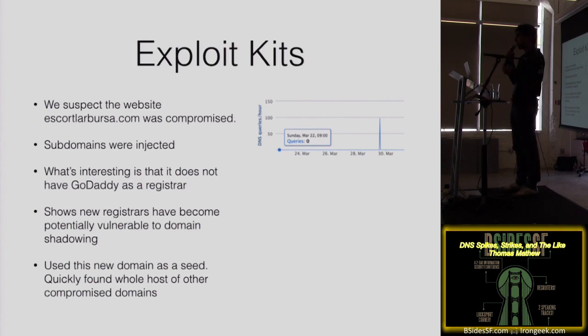All this work had to be done manually, but it could not have been possible if we didn't have easy methods to separate the data. With this new domain, we used Escort Labursa as a seed and leveraged all of our passive DNS data to help us find new malicious domains. As a result, we ended up finding an entire IP space that was used by these guys to host some pretty bad stuff, and you're able to block it all out.